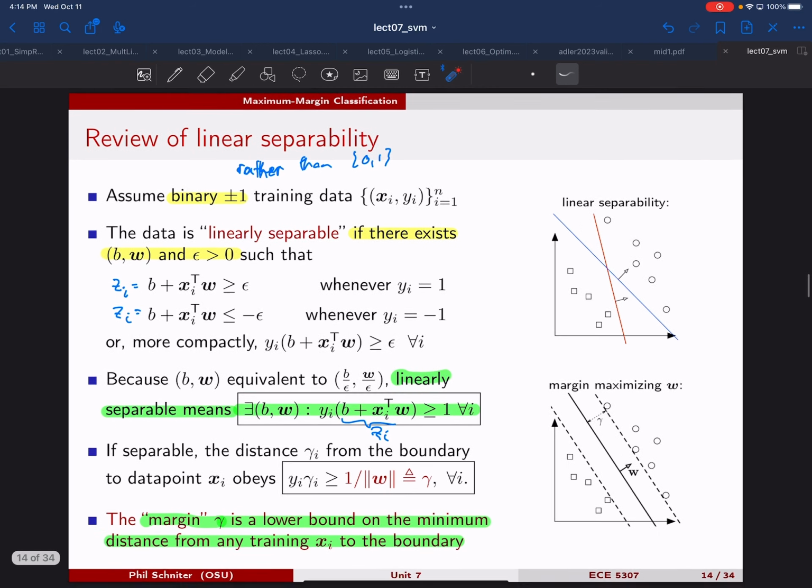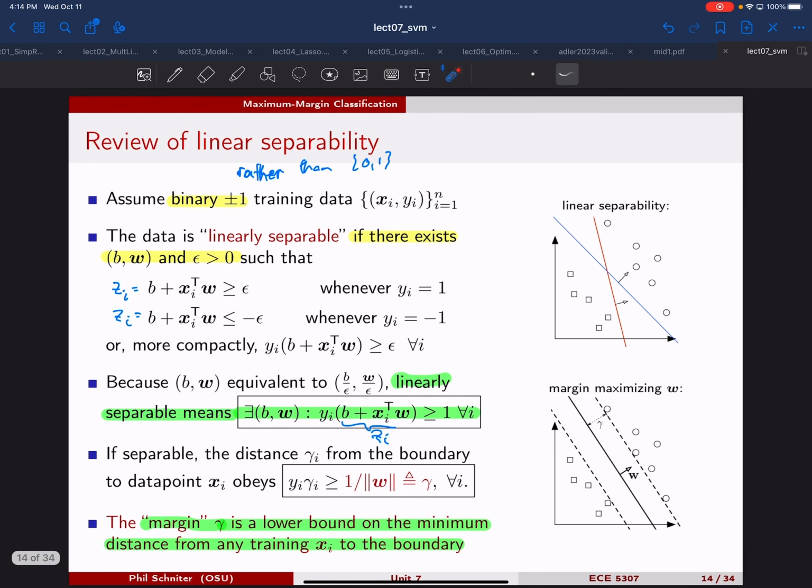So there's various ways to think about this, but basically that allows us to essentially say, all right, let's just focus on epsilon equals 1, the simplest thing. So the statement of linear separability says, there exists some B and W such that this holds for all i. So in other words, the sign corrected score is greater or equal to 1 for all the samples in that data set. So that's what we have now for linear separability.